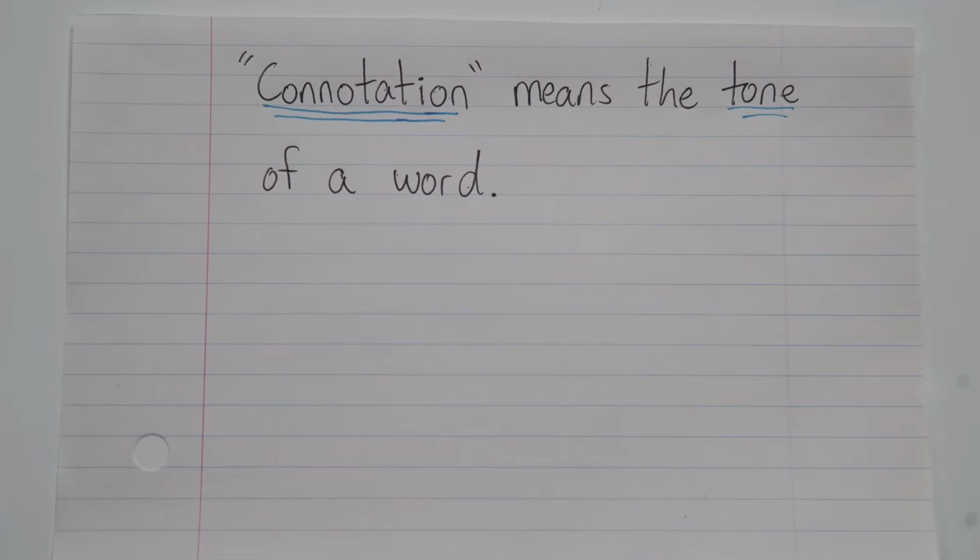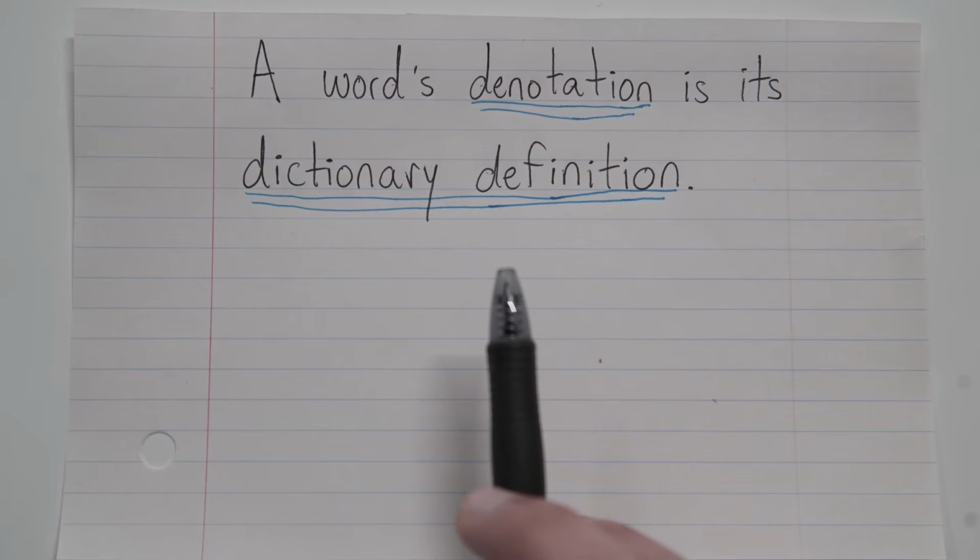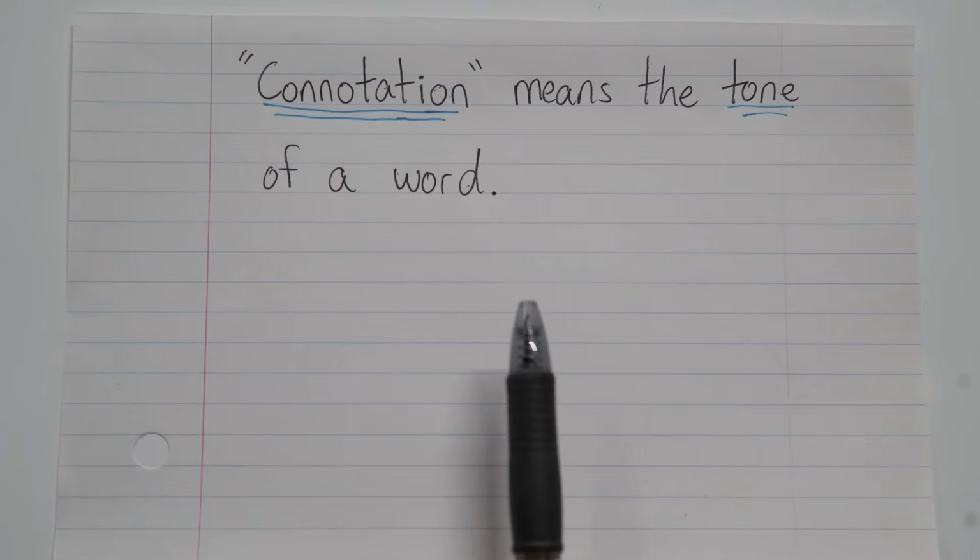So once again, the denotation of a word is simply that word's dictionary definition. So just think, dictionary starts with the letter D, definition starts with the letter D, and denotation starts with the letter D. So it should be pretty easy to remember. Denotation equals dictionary definition. And connotation refers to a word's tone, a word's energy, and that could be both positive or negative potentially.